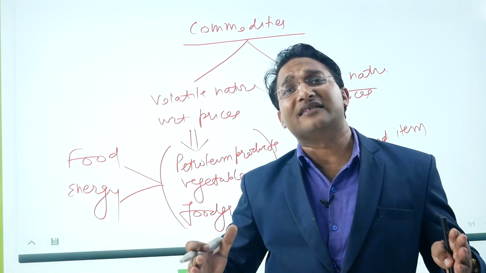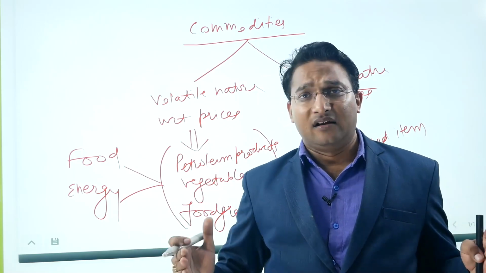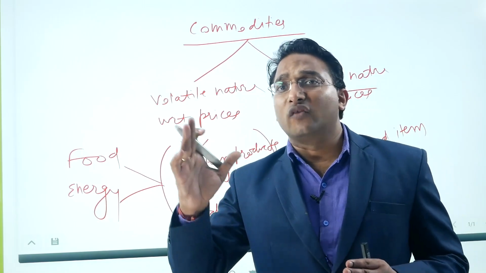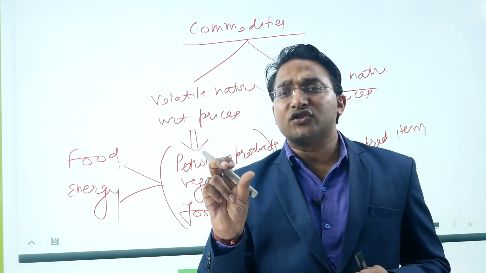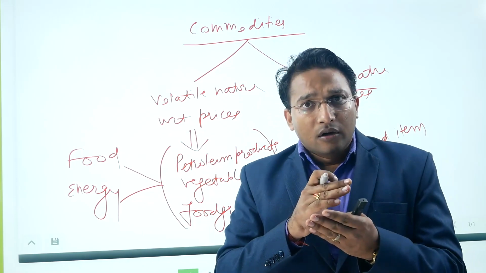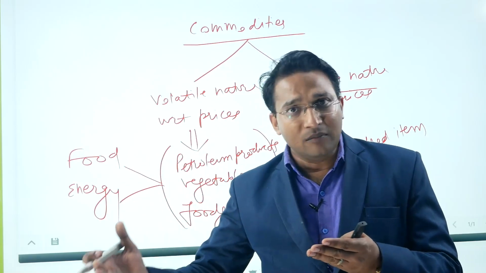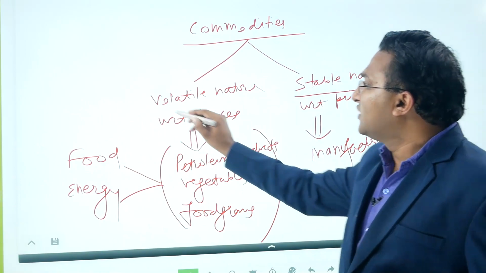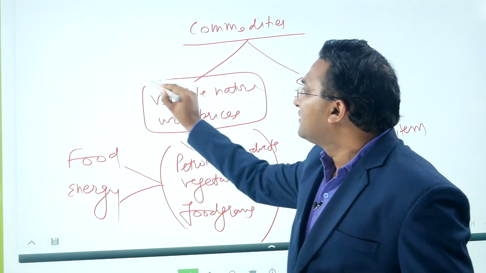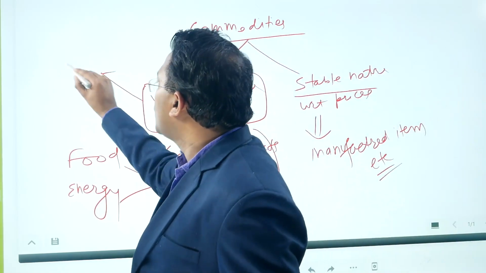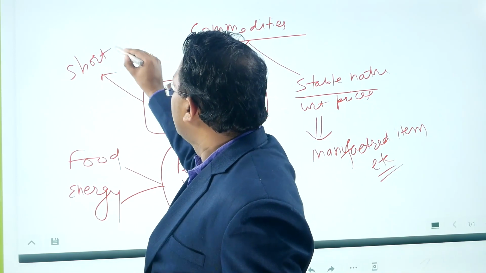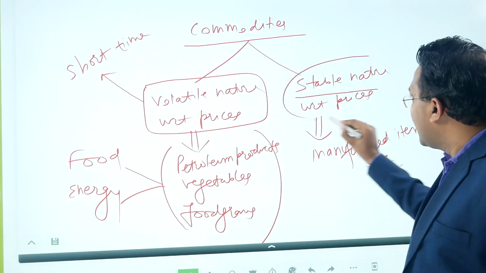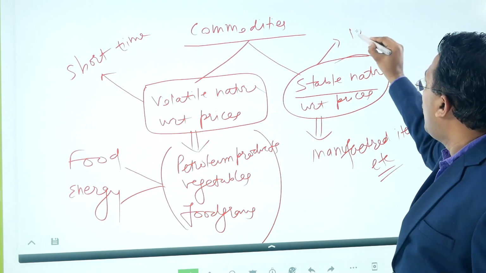The point I want to make is that whatever steps we take for controlling the inflation, they will be dependent upon the prevailing situation of inflation, right? So for the prevailing situation of inflation, we need to calculate how much inflation is for the short term and how much inflation is for the long term. Now if we see these commodities, this volatile nature of commodities indicates that this inflation can be for a short period of time, right? And the stable nature indicates that this inflation can be for a long period of time.